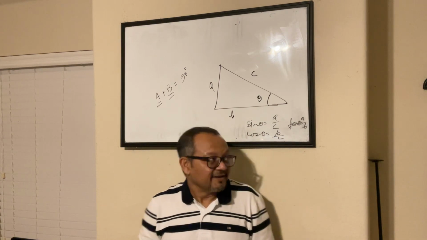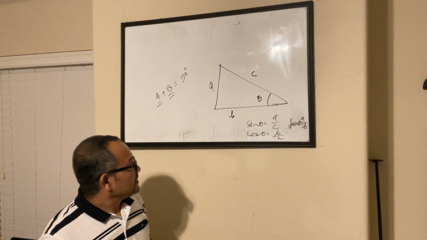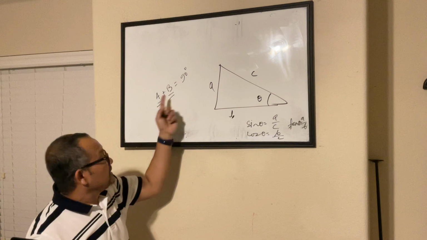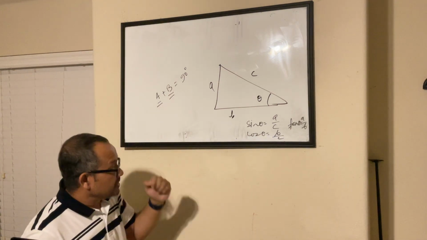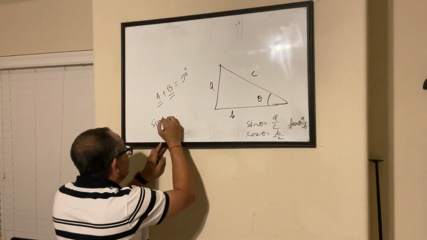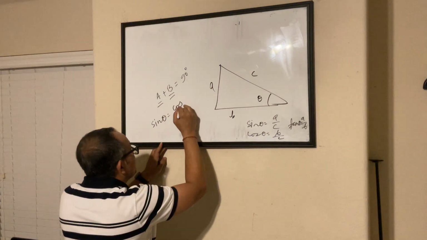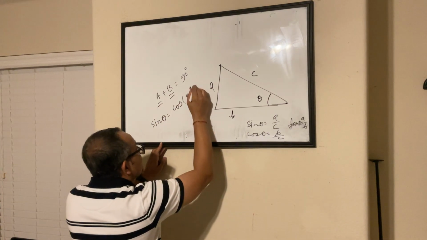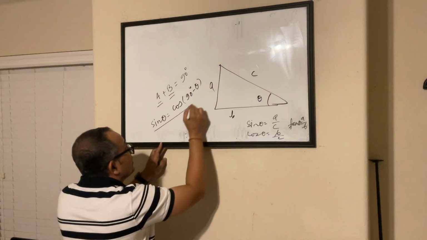Isn't that just the two angles equal to 90 degrees? This is two angles equal to 90 degrees, and it says sine of theta equals cos of 90 minus theta. This is the rule of complementary angle.